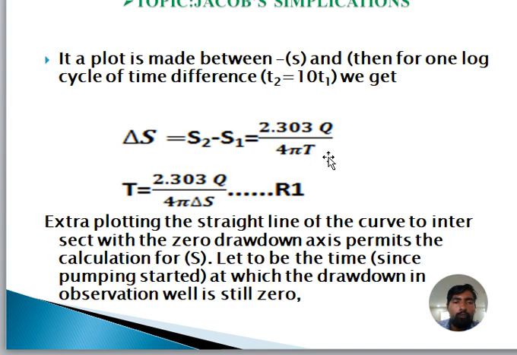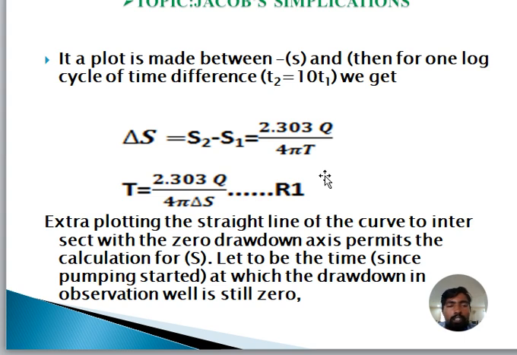So if we require the transmissibility of the aquifer, of the well, we require T only. So T is automatically decided as 2.303 Q by 4 pi delta S. That is the transmissibility of the well.